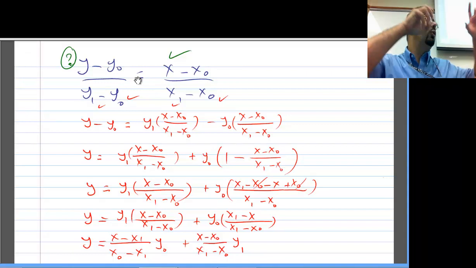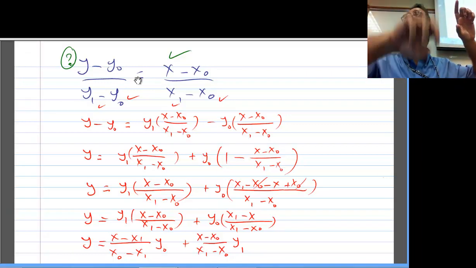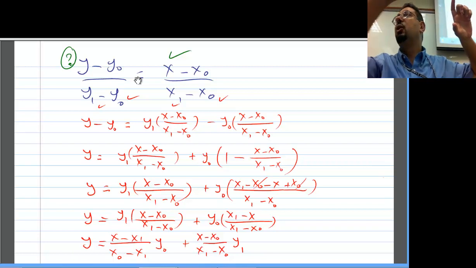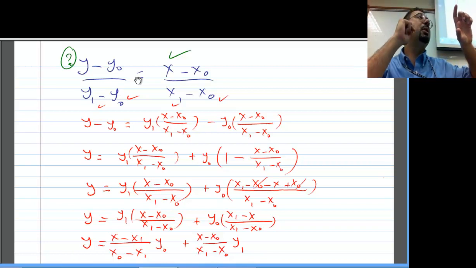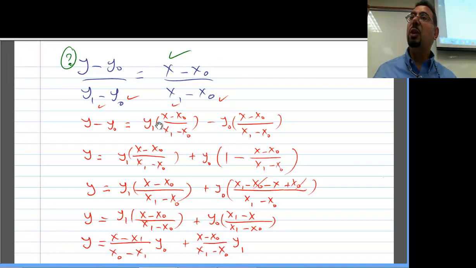You have a table, you have two values. Mach number 0.5, Mach number 0.7. Here are the two function values. You would like to find what happens if it's in the middle. It's not 0.5, it's not 0.7, it's 0.6. What's the actual function? Use this formula. You know the x's and you're wondering what's the new y.